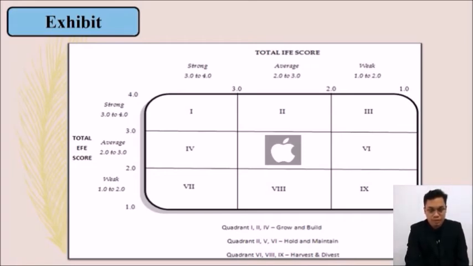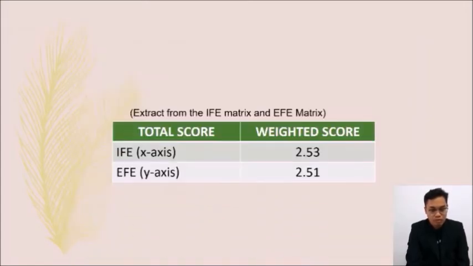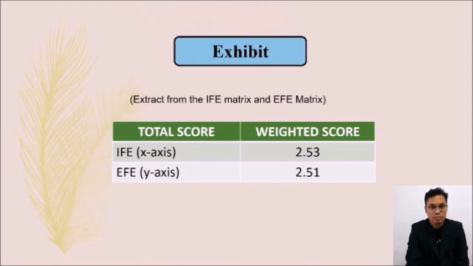And finally, this makes the total score, if we compare the strengths and weaknesses, 3.1, that I've already explained by my friend just now. And then for exhibit 2, we also bring the latest exhibit and comparison, which is EFE and IFE in 2018, where their IFE score is 2.53 and EFE score is 2.51.